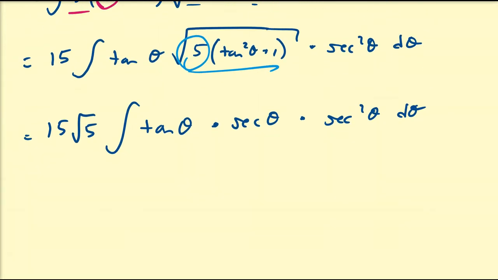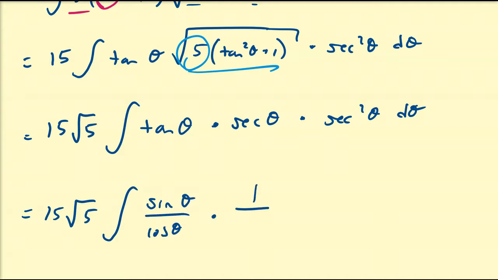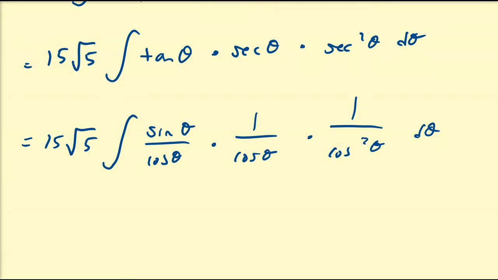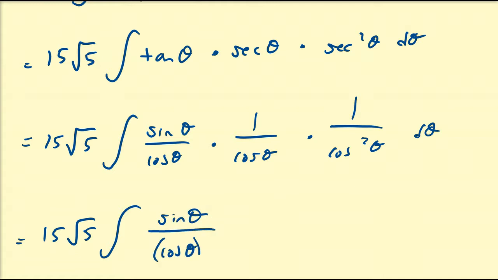I'm going to rewrite all of these functions in terms of sines and cosines only. So I have 15 square root of 5 times the integral of sine of theta divided by cosine of theta times 1 divided by cosine of theta times 1 divided by cosine squared of theta d theta. Combining everything, we have 4 cosines on the bottom, so we have 15 square root of 5 times the integral of sine of theta divided by cosine of theta all raised to the 4th d theta.